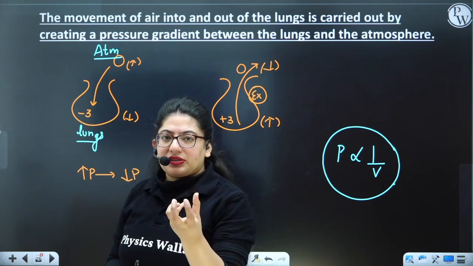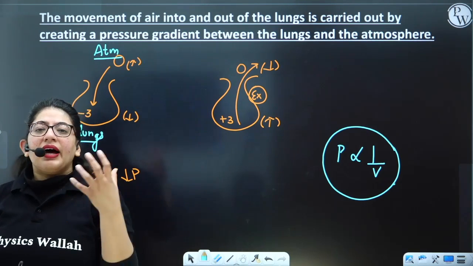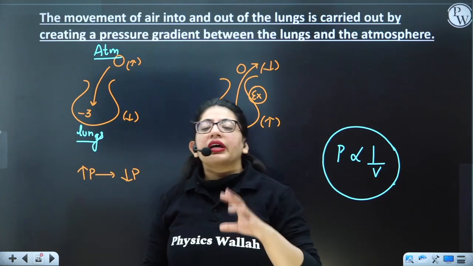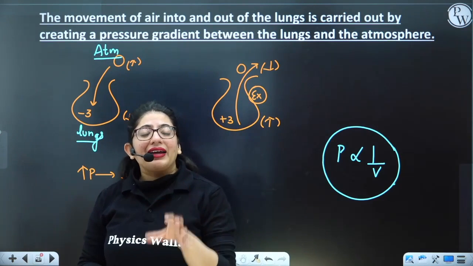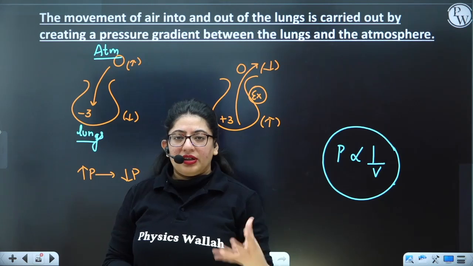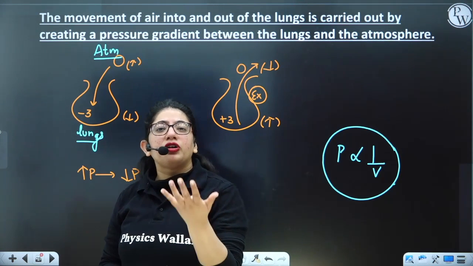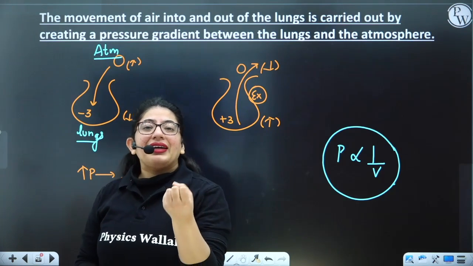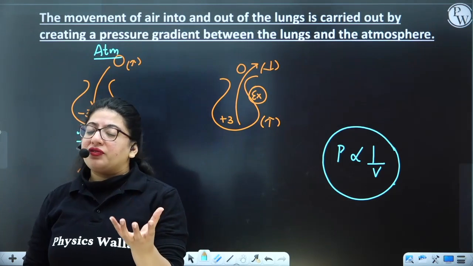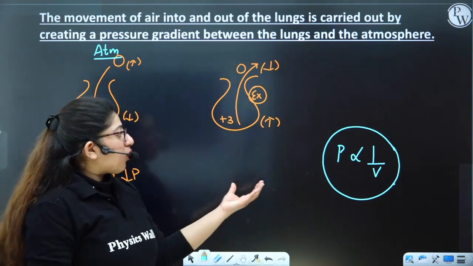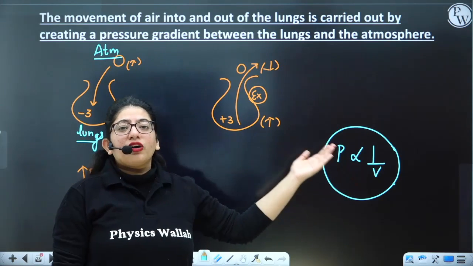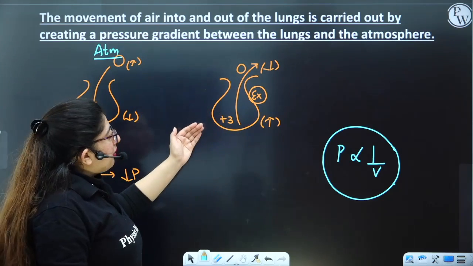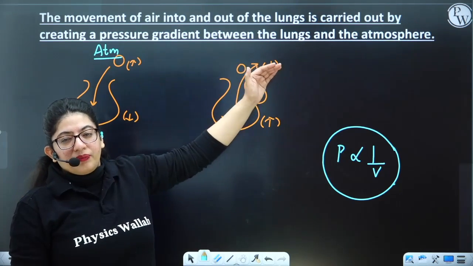If somehow, with the help of muscles, I can reduce the volume of the lungs by squeezing them, I repeat, if with the help of muscle I can reduce the volume of lungs, then definitely inside the lung the pressure will increase. Why? Because according to this law, if you decrease the volume, the pressure will increase. If the pressure increases, the air will move from high pressure to low pressure.